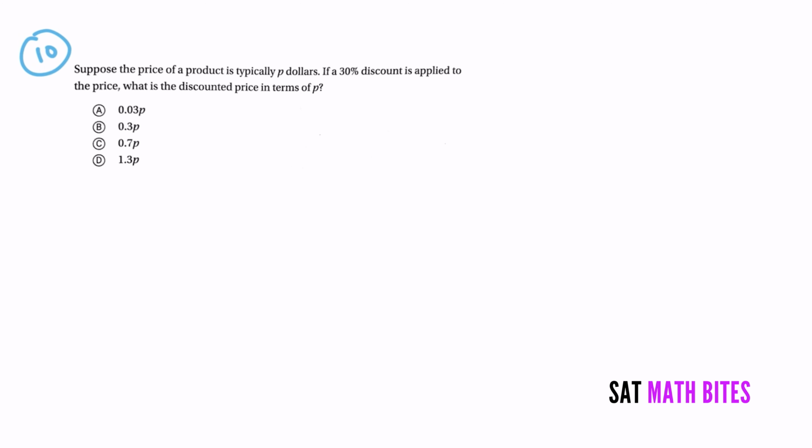Okay, problem 10, we have the price of an item, which is $P, but then we are given a 30% discount. And so we want to figure out what the discounted price or the final price is. So this is pretty easy. We just have to take the original price, which is P, and subtract the discount, which would be 0.30p, and that would give me the final price.